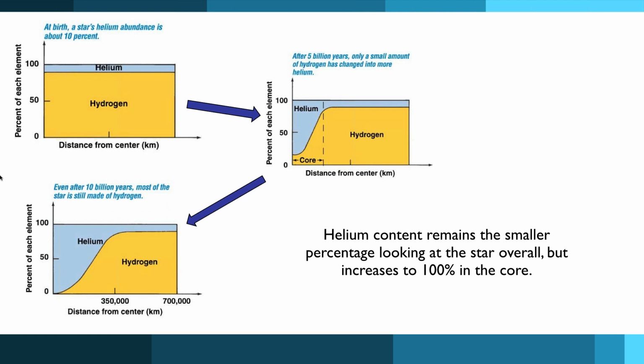The pictures that you see on screen here are showing that where these reactions occur is in the core, and the helium content remains the same pretty much everywhere else. If you can see in picture 3 there, we follow those arrows down. The helium content remains the smaller percentage looking at the star overall, but it increases to about 100% when it runs out of hydrogen in the core.